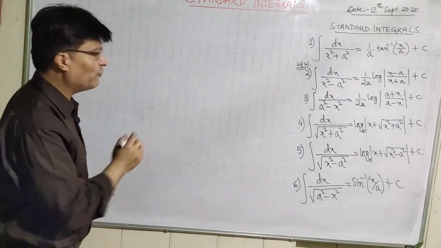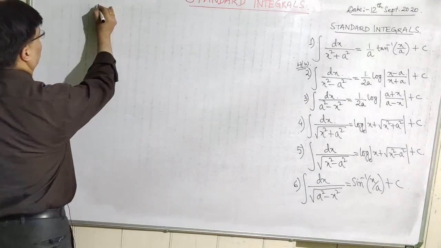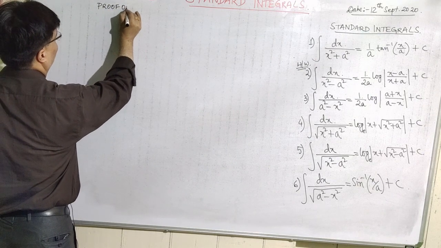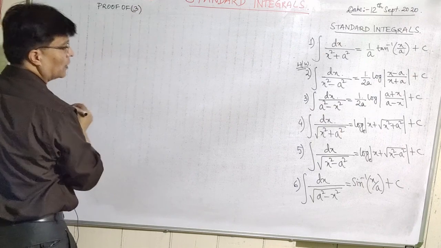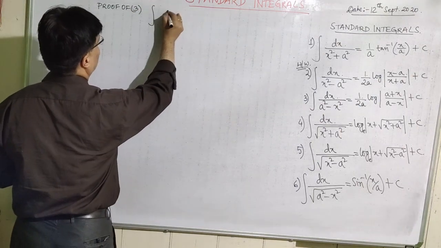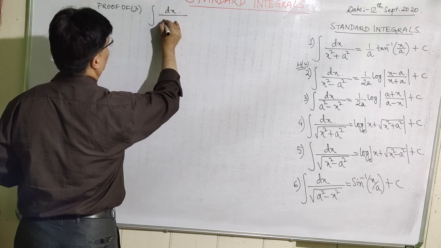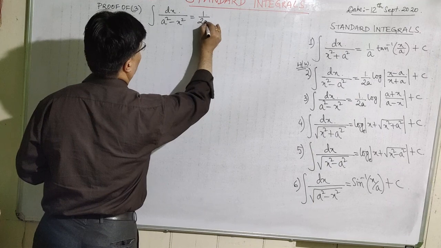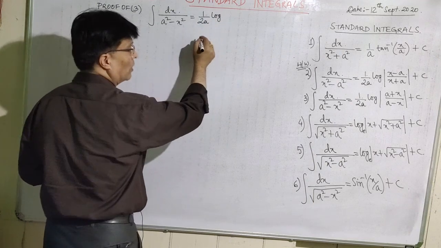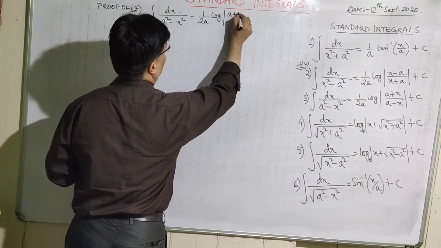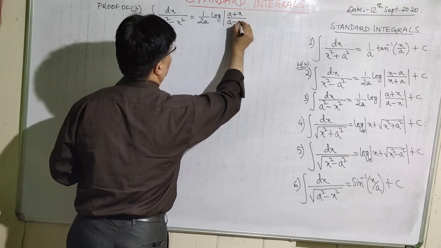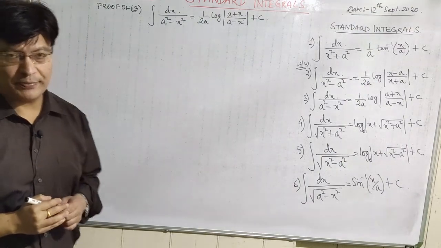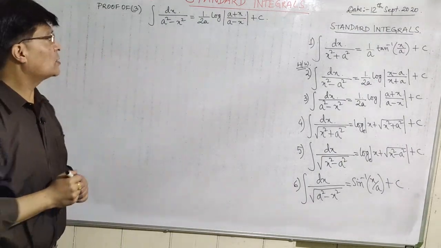Let us prove here formula number 3. So proof of 3. That is, you have to prove the integral of dx divided by a square minus x square is equal to 1 upon 2a log, within mod, a plus x divided by a minus x, plus c. Okay. So now let us prove it.